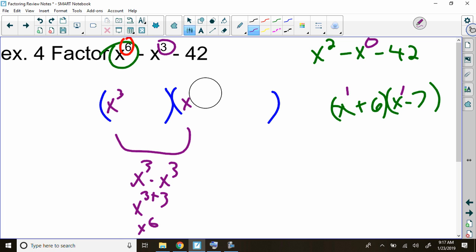So we're going to go with an x cubed and an x cubed. And then it's just like the other one. 42's factors are 6 and 7, plus on the 6, minus on the 7, and that's it.